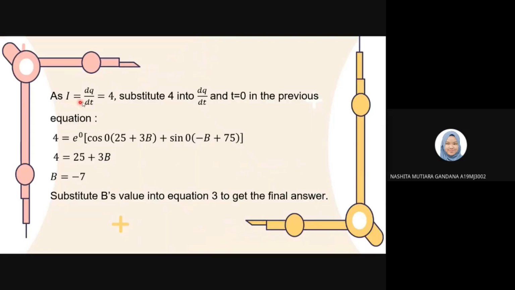So as I equal to dq over dt equal to 4, we substitute this value into dq over dt and t equal to 0 in the previous equation. So we'll get 4 equal to e to the power of 0 times cos 0, open bracket 25 plus 3B, plus sin 0, open bracket minus B plus 75. And then we'll get 4 equals 25 plus 3B. And finally, we calculate this and we'll get B equals negative 7. Then we substitute B's value into equation 3 to get the final answer.